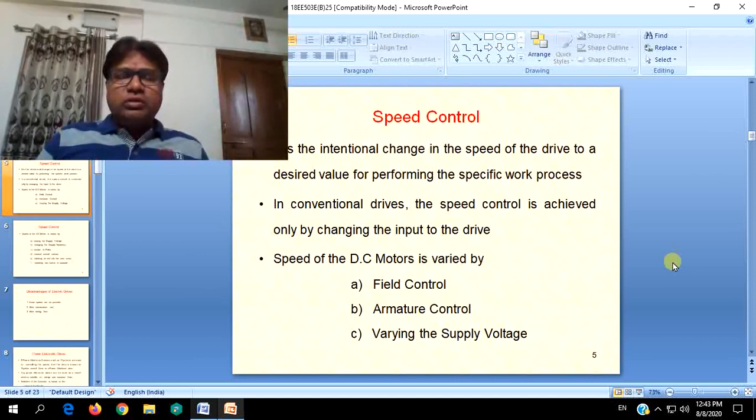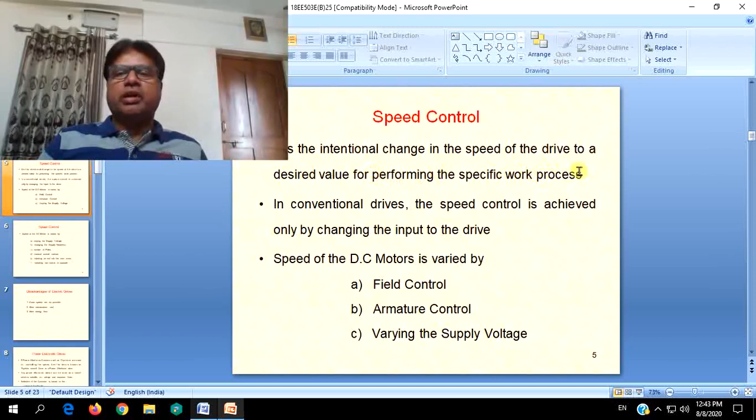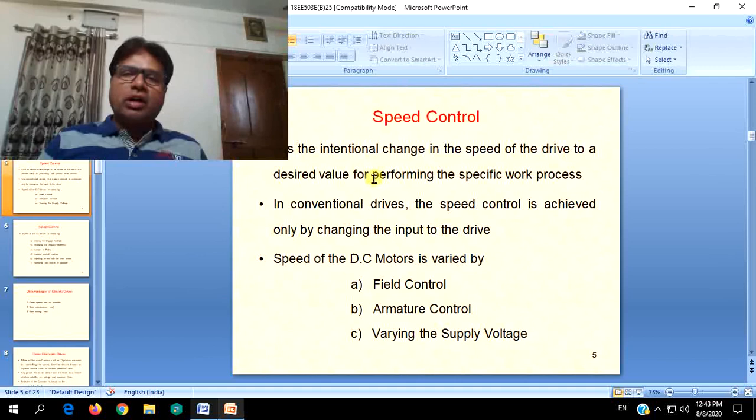you might want to drive the load at different speeds even on a fixed load. So that is why you need to incorporate some features to control the speed according to the load requirements. That is your speed control. Speed control is the intentional change in the speed of the drive to a desired value for performing the specific work process. What is this specific work process?